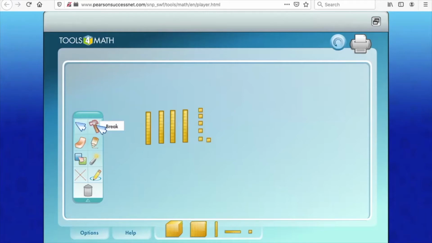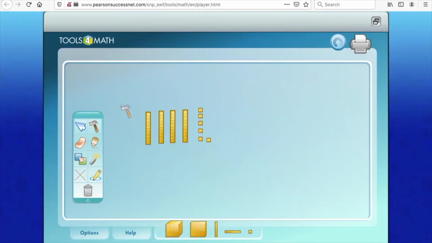Now, in using the hammer tool, the cool way to use this is that when you hit one of those groups of 10 with the hammer, it actually breaks it apart into individual single ones cubes. So it will still be the same amount of 46. It will just be a different way to show 46 using the tens and ones cubes. So let's give it a try.